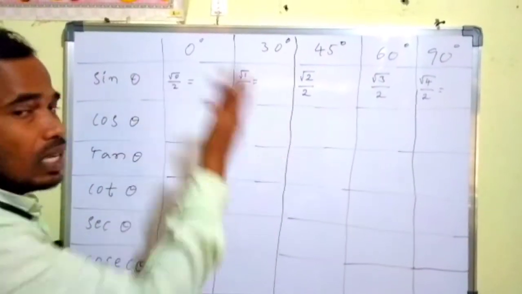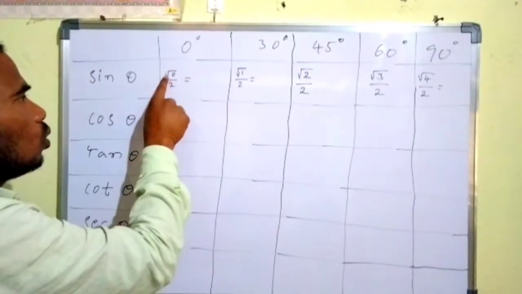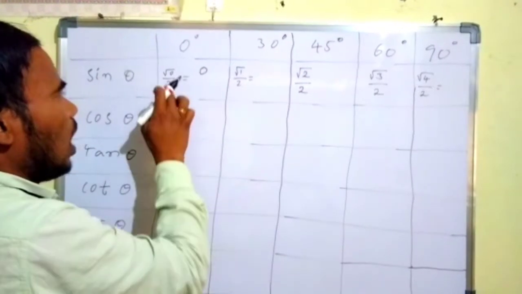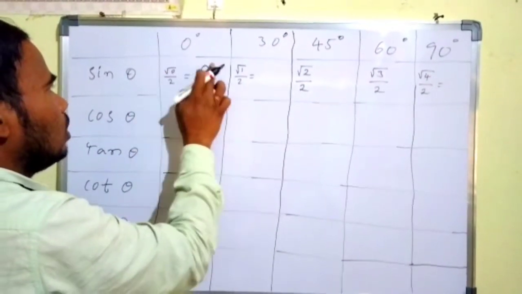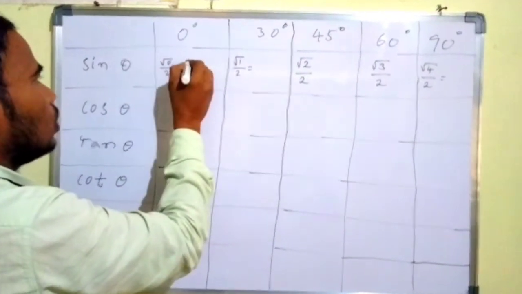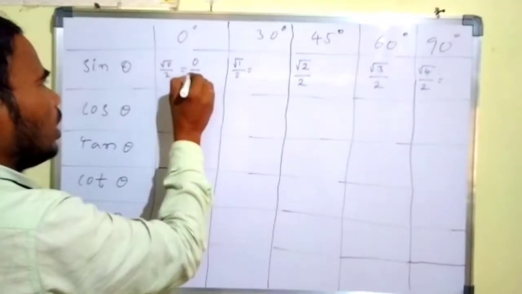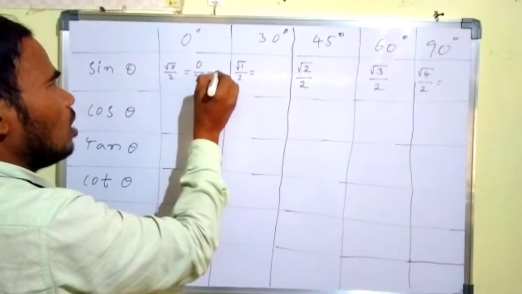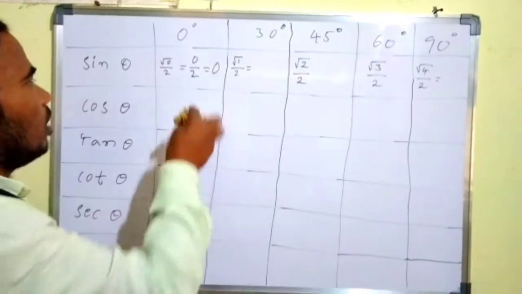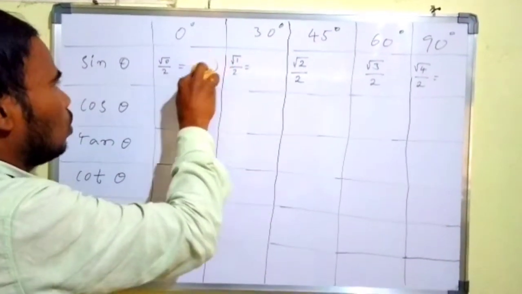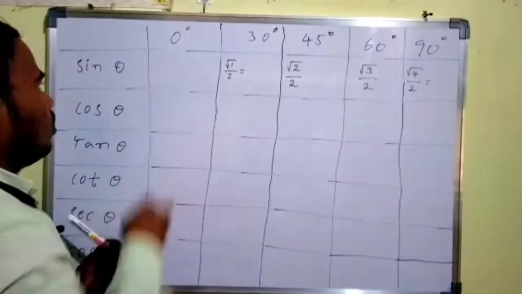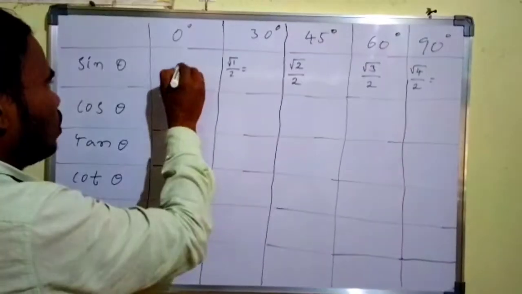Now these values change. Root 0 is always 0, so the numerator is 0, and 0 by 2 is also 0. So sin 0 degrees is 0.